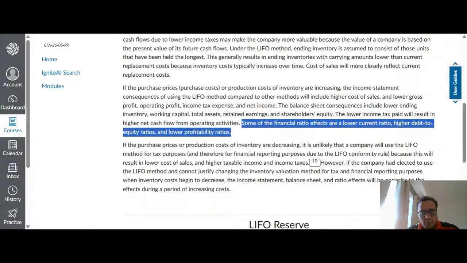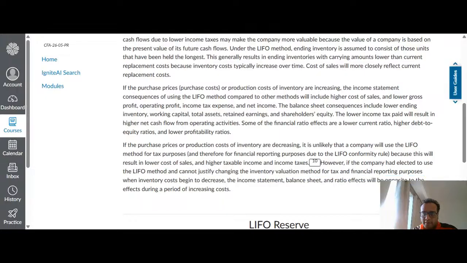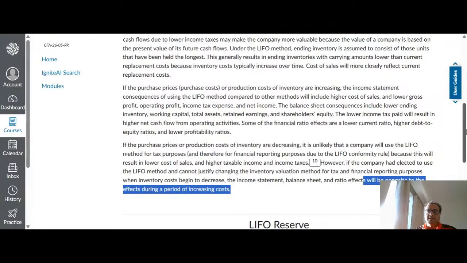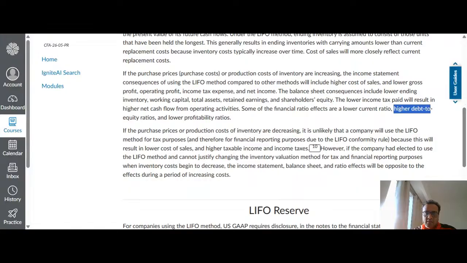If the purchase price or production cost of the inventory is decreasing, it means that you have parked more amounts to the profit and your value of closing inventory is higher. It means the exact opposite of whatever we spoke in terms of ratio. It will be opposite to the effect of the periods of increasing cost. So it means that there will be a lower debt to equity ratio, a higher profitability ratio, and a higher current ratio.